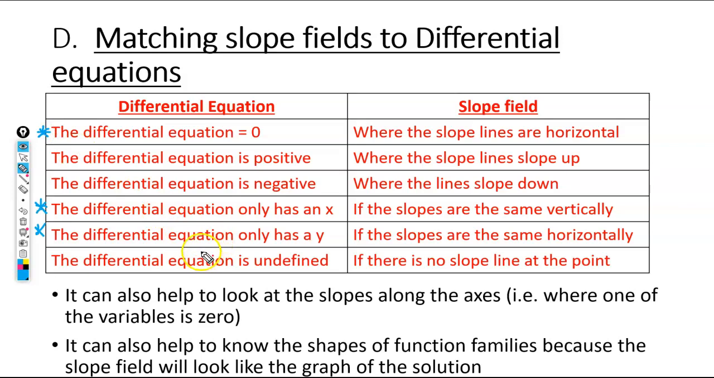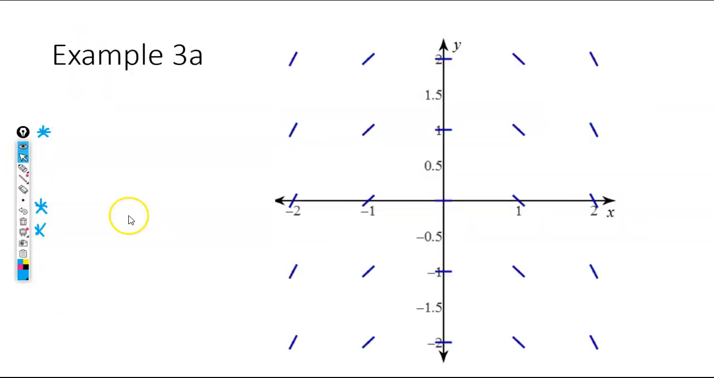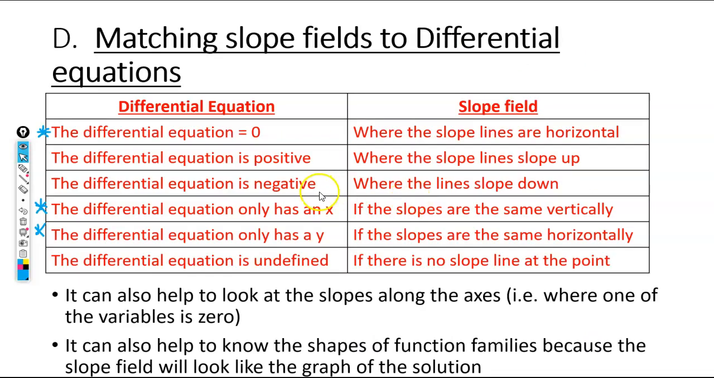What I'm going to do is I'm going to give you guys a slope field. And you should be able to tell me something about the differential equation based on this picture. And so here's what we're going to know. We're going to know that if all the slopes are the same vertically, in other words, they're parallel in the same column, that means the differential equation should only have an x.